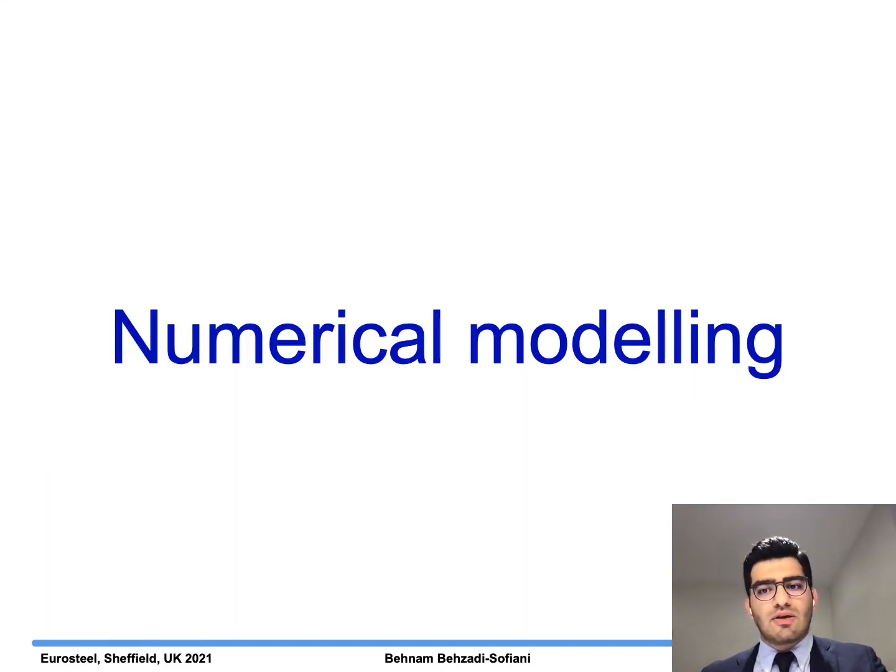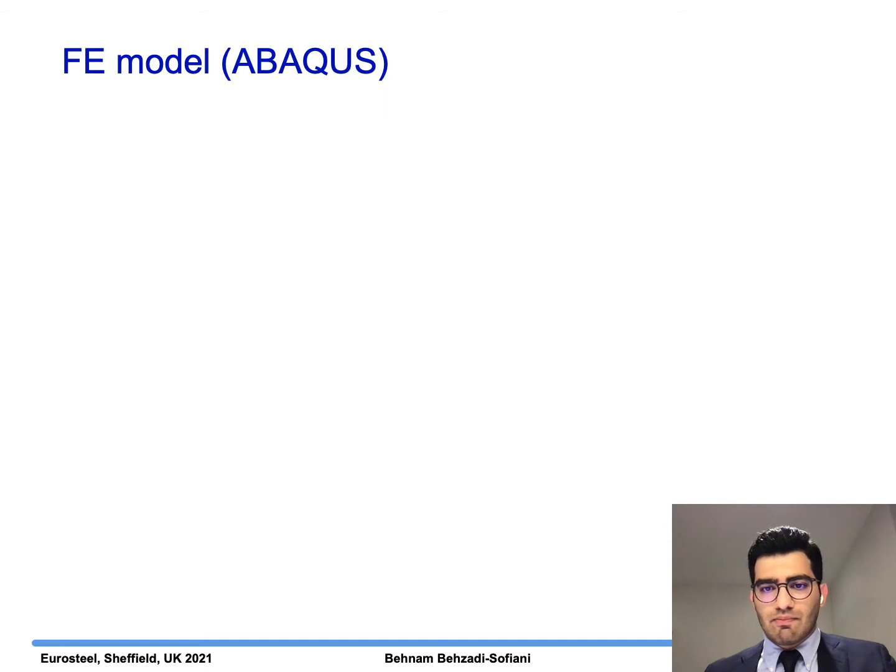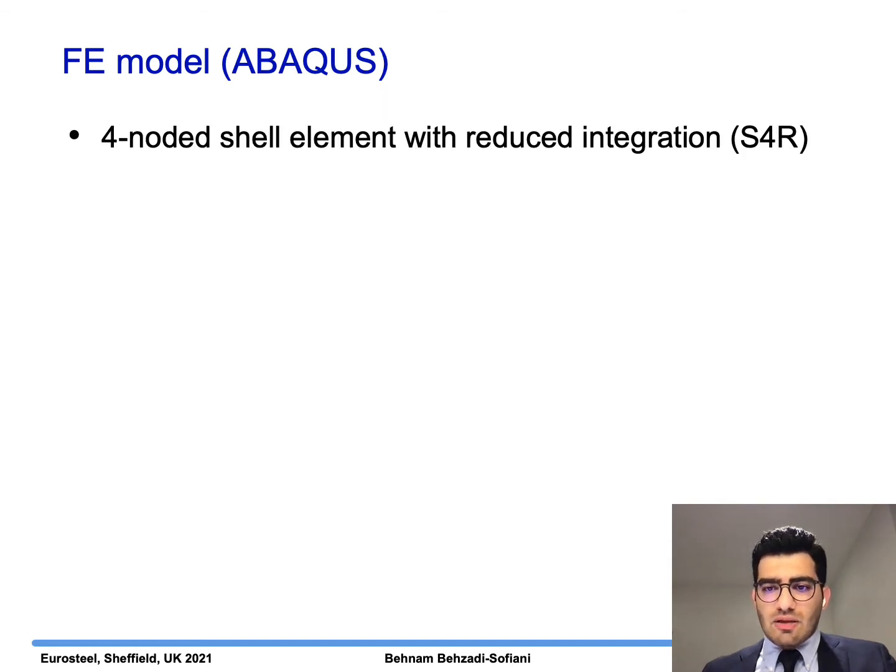Finite element modeling using the commercial software ABAQUS was employed to simulate the behavior of equal leg angles under compression. A four-noded shell element with reduced integration designated S4R in the ABAQUS element library was used. Both hot-rolled and cold-formed angles were modeled.